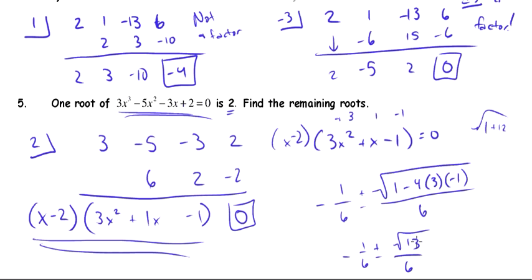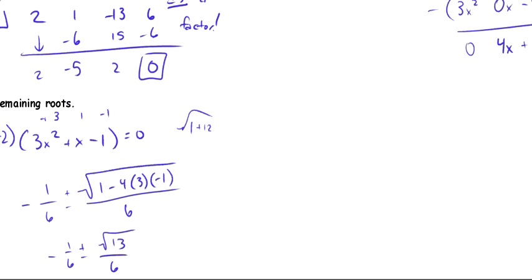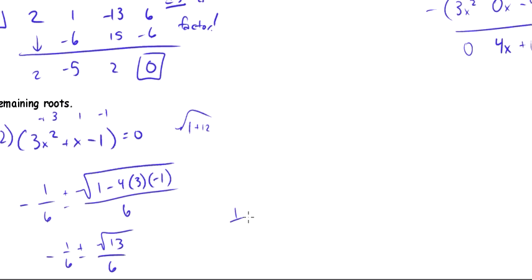13/6. So our roots here, to find the remaining roots: our first root is going to be negative 1/6 plus square root of 13 over 6, and negative 1/6 minus square root of 13 over 6.